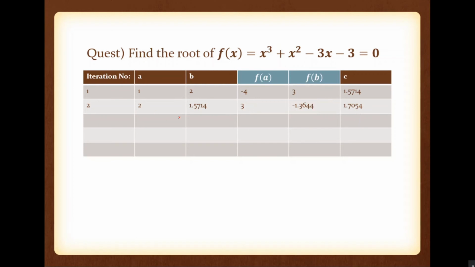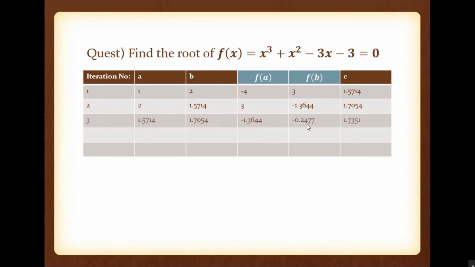So in the third iteration, this B will become the new A, that is 1.5714, and this C will become the new B, that is 1.7054. So the new f of A is f of 1.5714. We already have that value corresponding to this one, that is minus 1.3644. Now you have to find the f of B value.